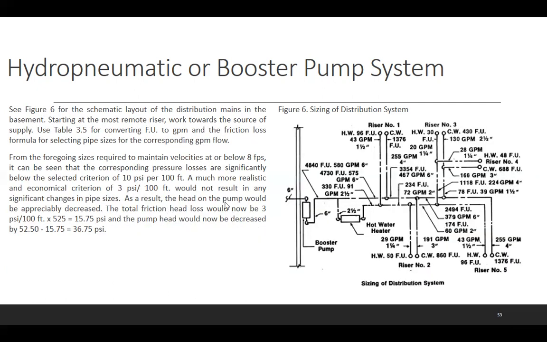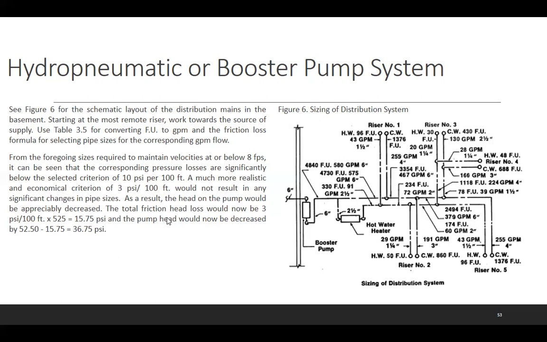So, mas maganda ngayong isa-isahin mo siya. So, ito is ano lang, for demo. As a result, the head of the pump would be appreciably decreased. So, hindi ka pwede mag-assume na mataas, masyado mababa. Kasi nga, pag masyado mataas, masyado naman malaki yung pump mo.